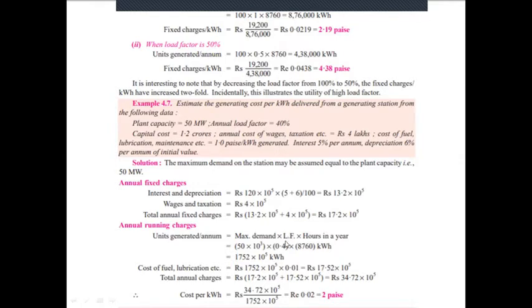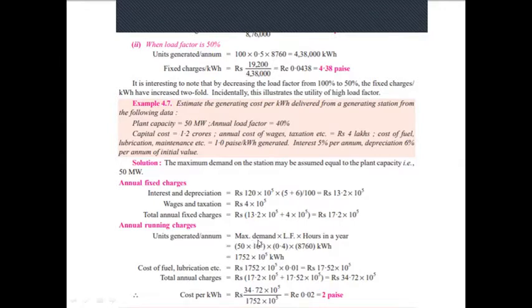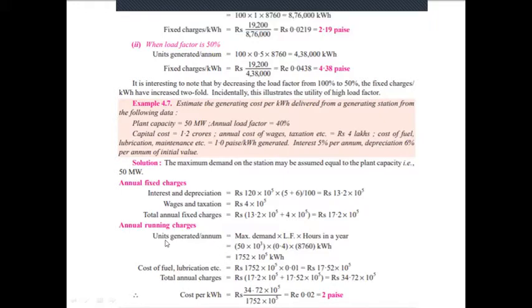So since we have load factor equal to average load divided by maximum load, or average demand divided by maximum demand, and average demand is equal to units generated per annum divided by number of hours in a year, because the load factor given is the annual load factor. So annual load factor is equal to units generated per annum divided by number of hours, which is in the numerator, that will give the average demand divided by maximum demand. So this equation we have used earlier also.